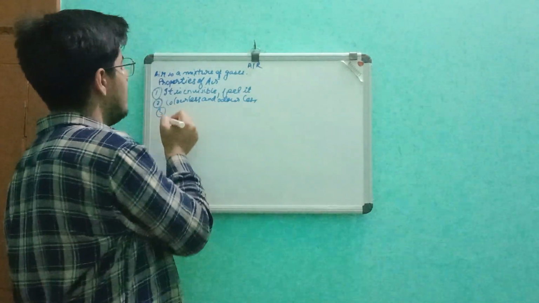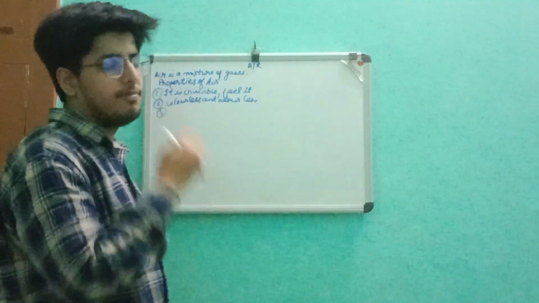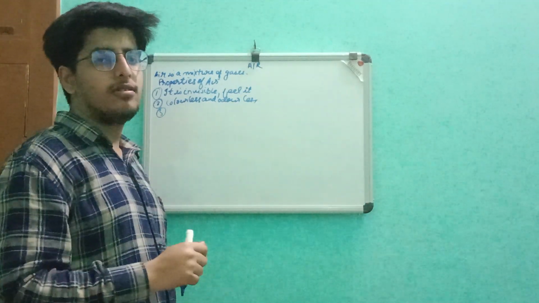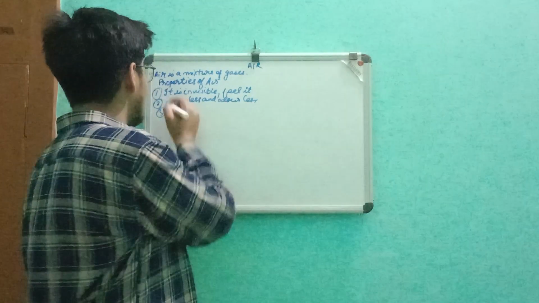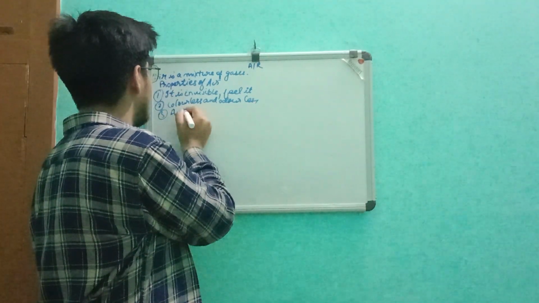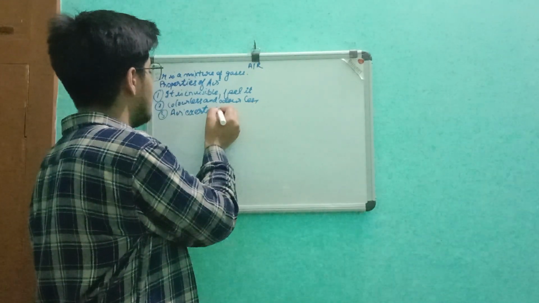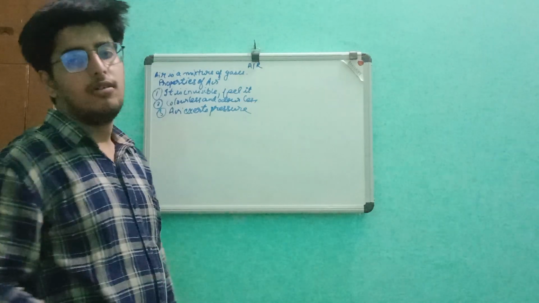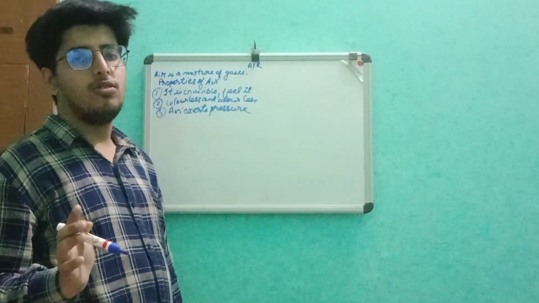The third point is, air exerts pressure. How does it exert pressure? By the atmosphere. Okay. So air exerts pressure. Now we are going to know what the uses of air are.